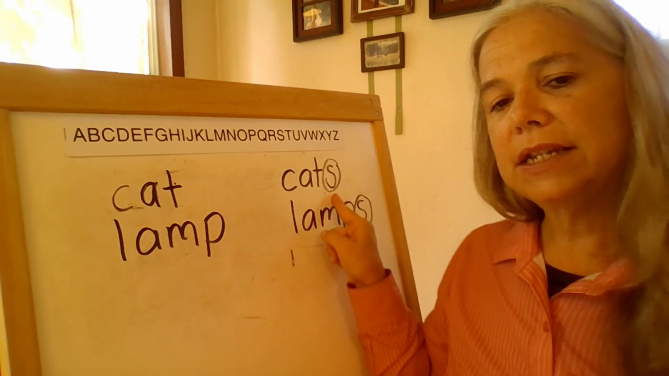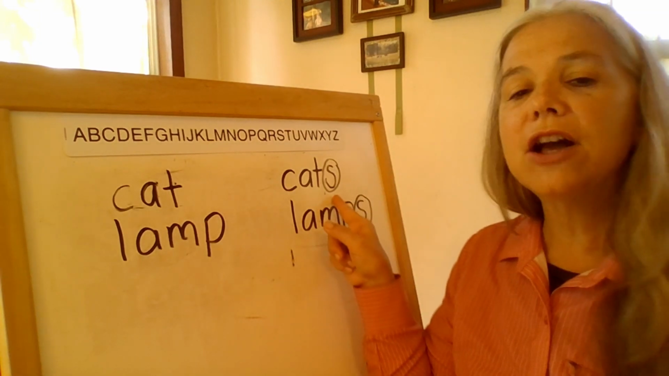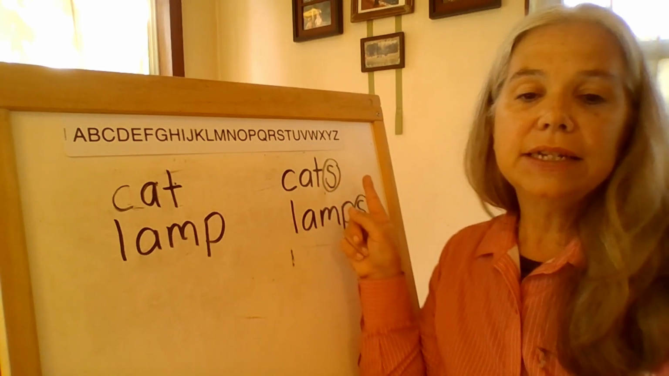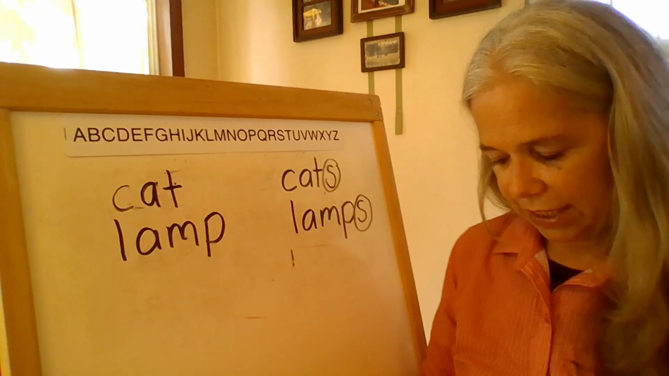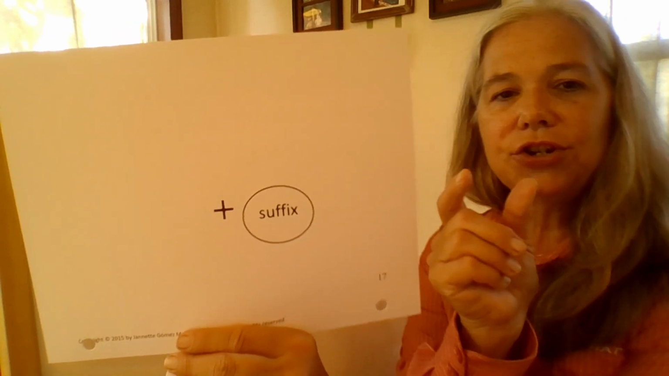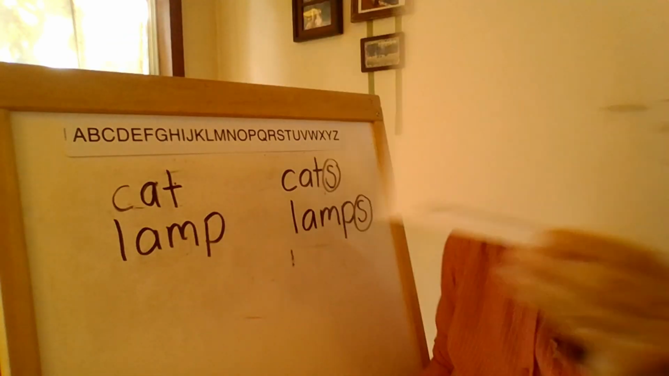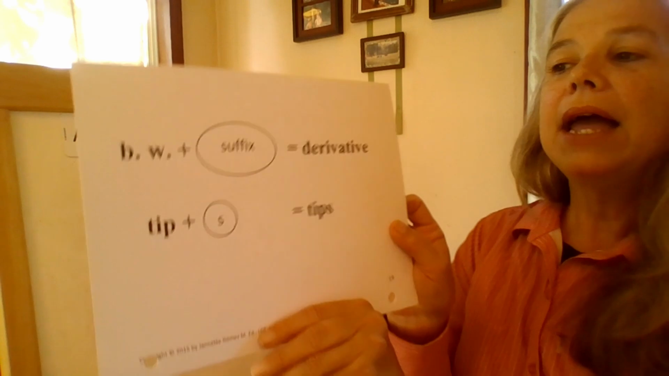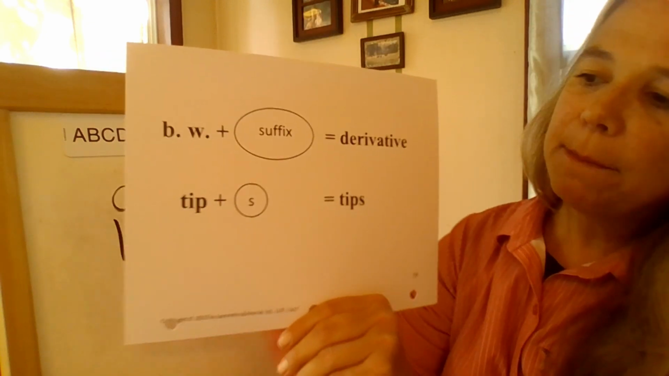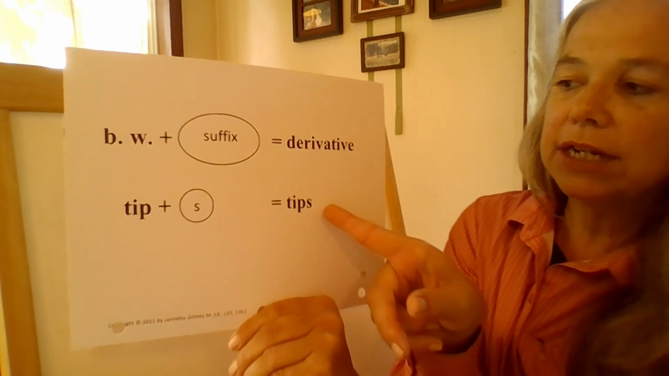Now, is this suffix a vowel or a consonant? Correct, it's a consonant. So this would be a consonant suffix. So a base word plus a suffix is called a derivative. A suffix is a letter or letters added to the end of a base word, and we circle our suffixes. A base word plus a suffix is called a derivative. Example, we have our base word tip. We're going to add consonant suffix s to it and get the word tips.